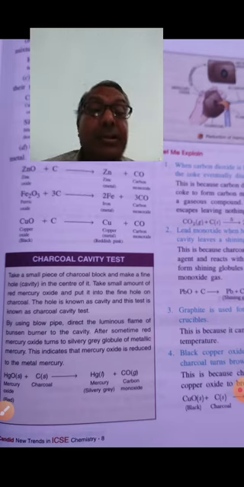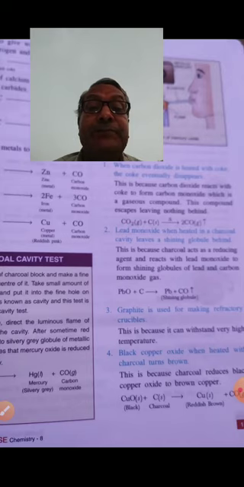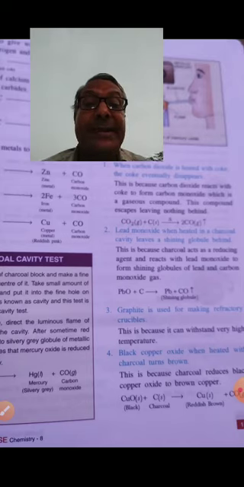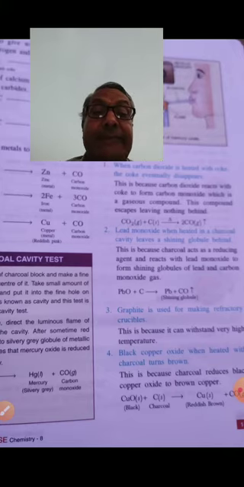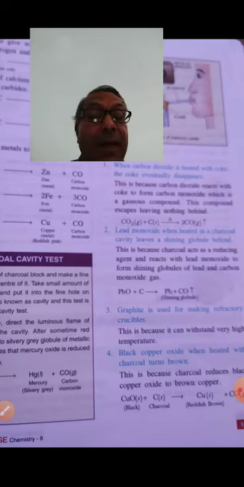So children, you have to know the other properties of it. Like I told earlier also, carbon dioxide reacting with coke, charcoal will form carbon monoxide. Lead monoxide when heated with charcoal, then lead and carbon monoxide are produced. So lead monoxide is reduced into lead.